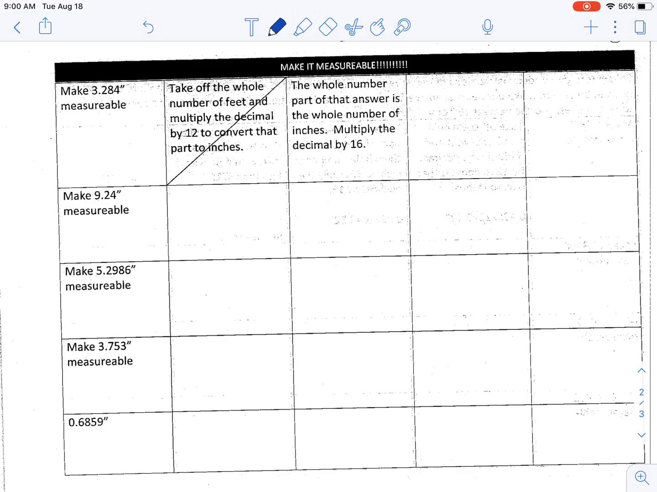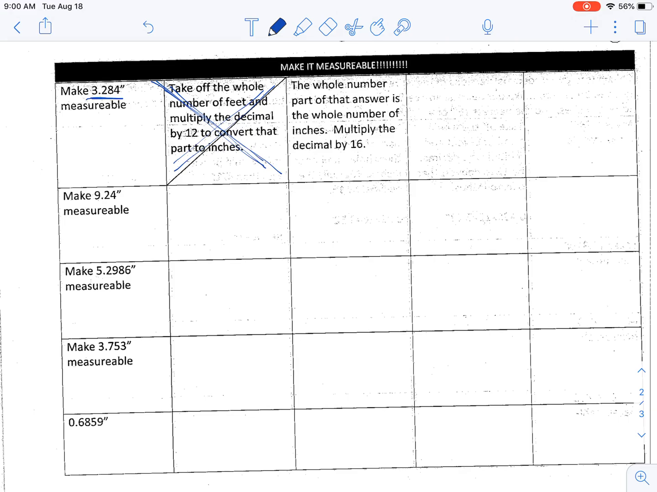This next example says 3.284 inches. So we're not starting with feet, so we don't need to do this first step of the process. We would go straight to multiplying the decimal by 16.